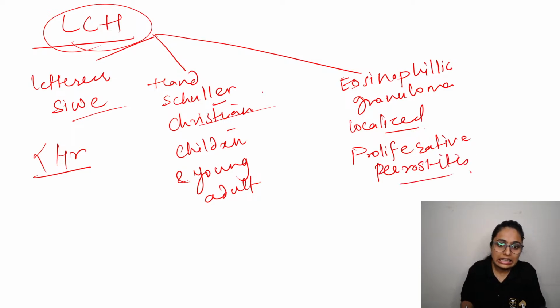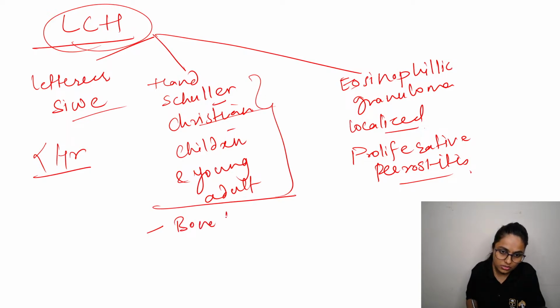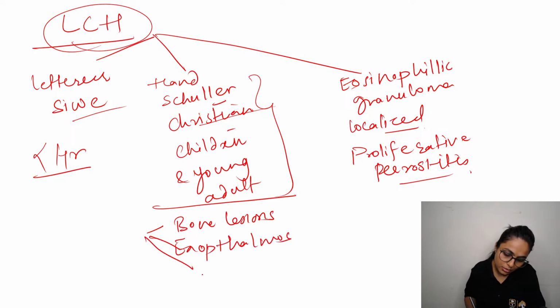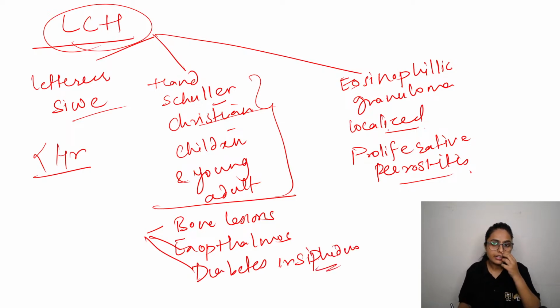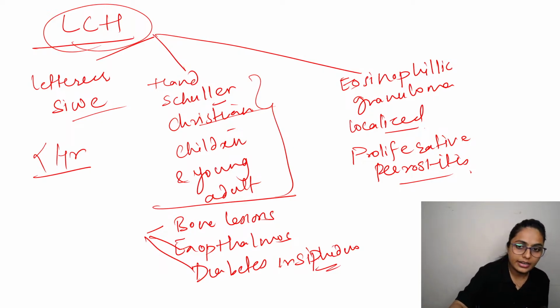All right. Now, in Hand-Schuller disease, there are three features or entities which can be seen: bone lesions, second one is exophthalmos, and third one is diabetes insipidus. All right. So just remember these three forms of Langerhans cell histiocytosis.